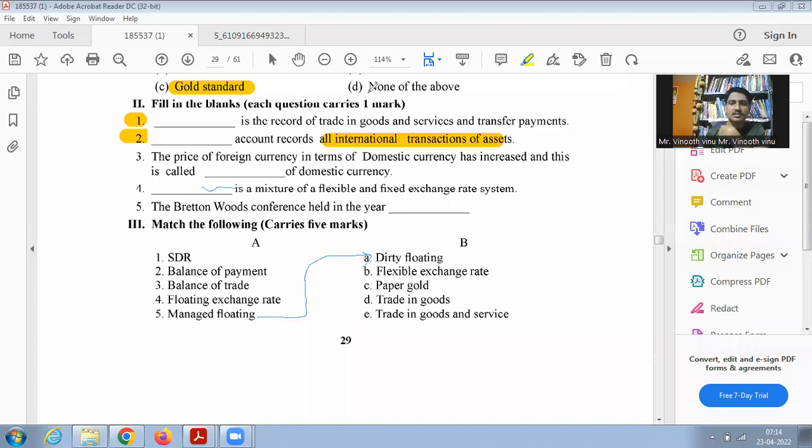Bretton Woods Conference was held in the year 1944. What is the year of the Great Economic Depression? 1929. Next, coming to SDR, paper gold. What is the balance of payment? Balance of payment is trade in goods and services. Balance of trade is just trade in goods. Floating exchange rate, it is flexible. Managed floating, dirty floating. Okay, I think clear.